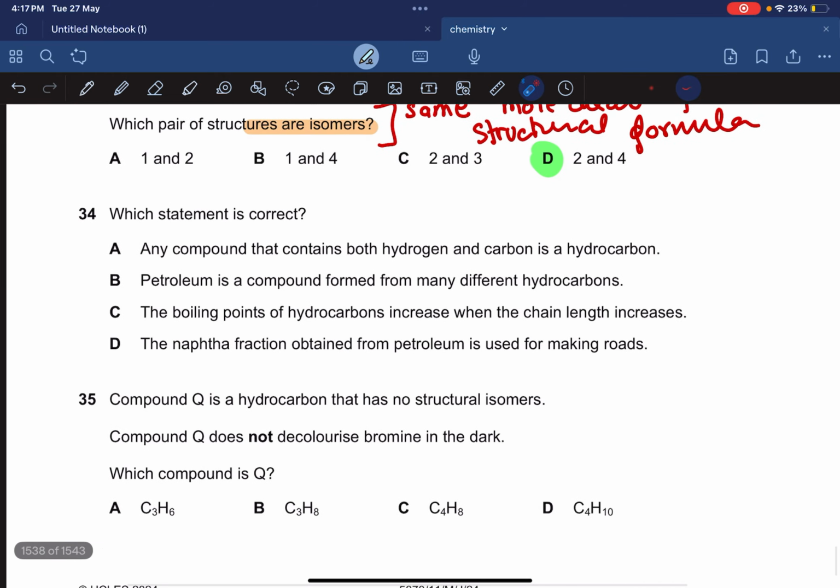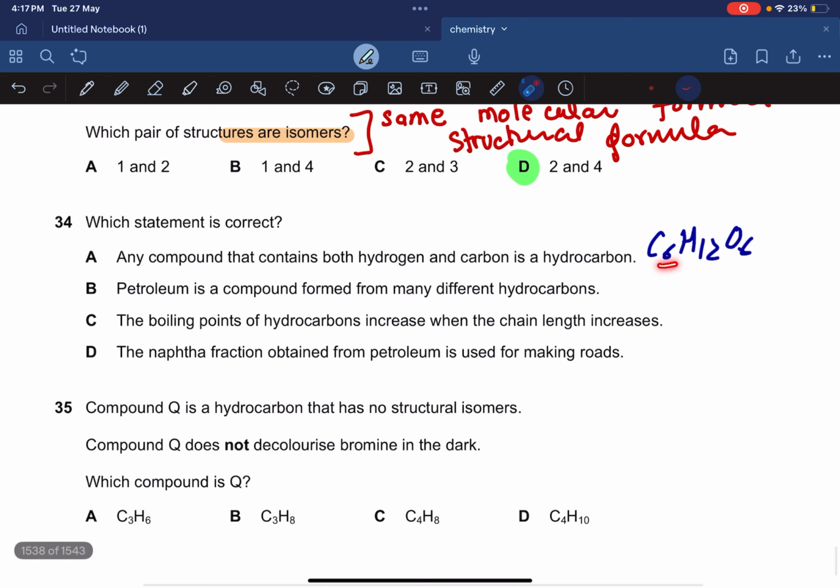Which statement is correct? Any compound that contains both hydrogen and carbon is a hydrocarbon. Contains both hydrogen and carbon. Now I'm going to give you an example. I have a glucose molecule which is C6H12O6. Can any one of you tell me whether it's a hydrocarbon or not? That's going to be a challenge. Let's first read the other statements, and meanwhile you guys think about it.